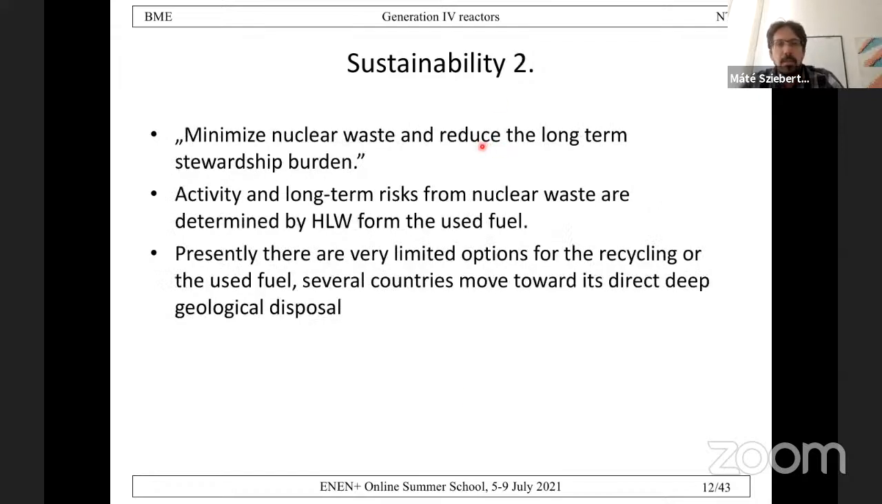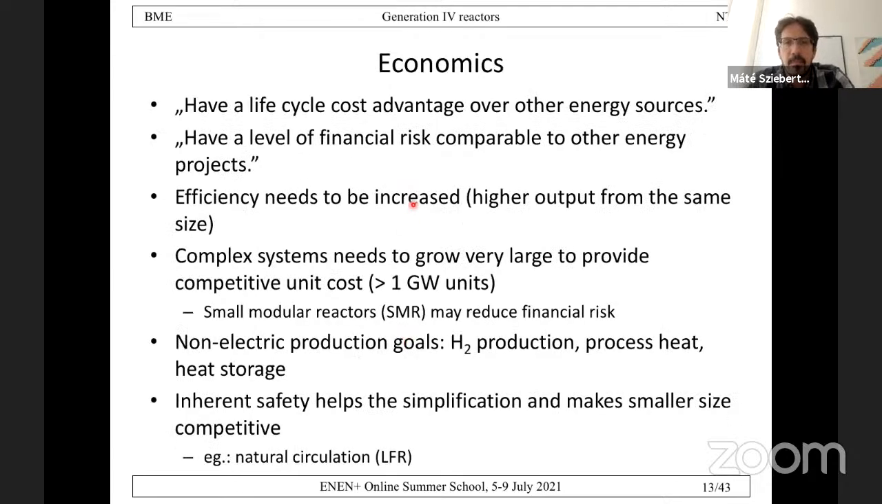In the other sustainability goal, it was said that to minimize the nuclear waste and reduce the long-term stewardship burden, we could see again yesterday the partitioning and transmutation technology, which again needs fast reactors, since minor actinides are all fissionable in the high energy neutron spectrum of fast reactors. So this is again some goal which promotes the use of fast reactors among the generation 4 types.